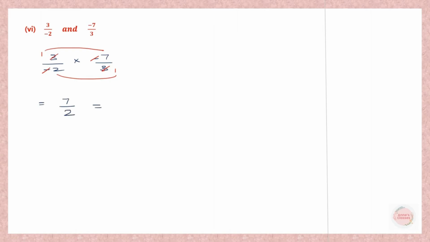Now let's convert this to a mixed number. 2 threes are 6 and what is left? 1. 7 by 2. So what's the answer here? 3, 1 by 2 is our final answer.